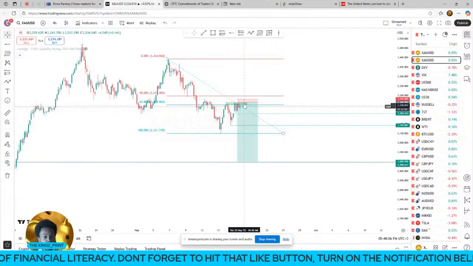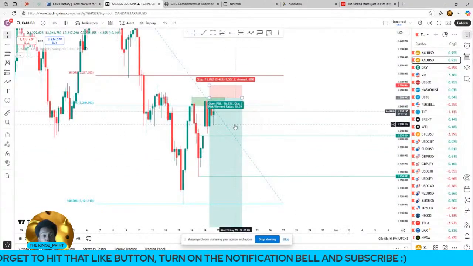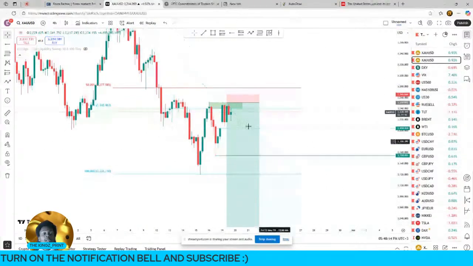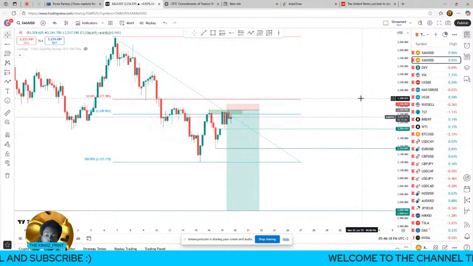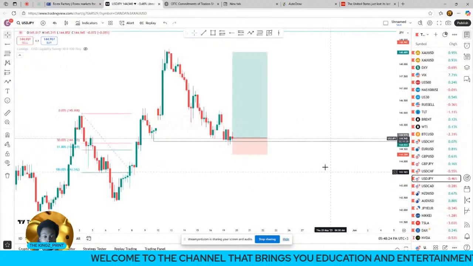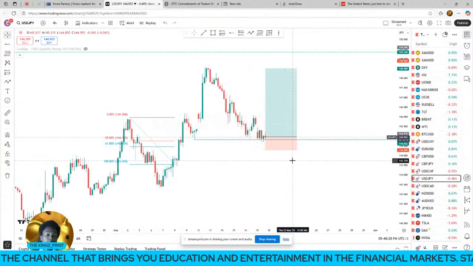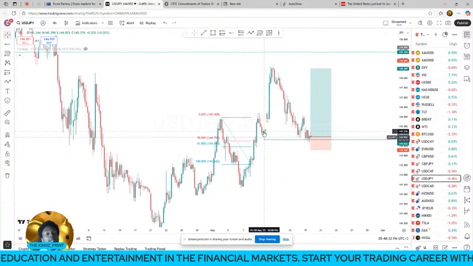Now, if we do respect this region of resistance around this region, if we do respect 3250, I am looking at selling opportunities further to the downside. So I'm going to be looking at two opportunities, gold and USD JPY, whereby I've shown you the two opportunities that we are going to be looking at. So these are the two opportunities that I'm looking at currently on USD JPY and gold. Let's see how it's going to be.